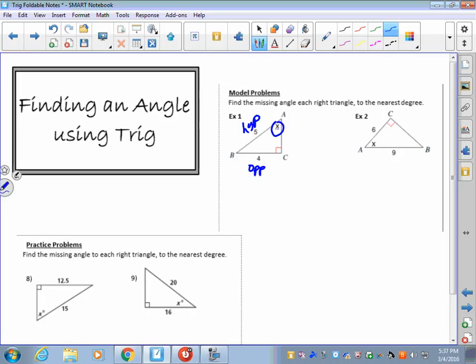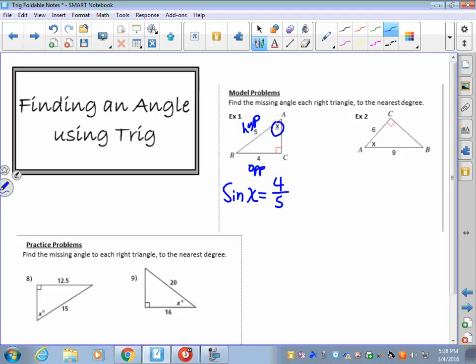And then we're going to write the trig ratio, or the trig function, that relates to opposite and hypotenuse, and that would be sine. So what I would write is sine of x equals 4/5. Okay? So to solve for x, we're not dividing, we're not taking the reciprocal, we're taking the inverse. We're taking the inverse because we're basically saying the sine of some angle degree equals the ratio of 4/5.